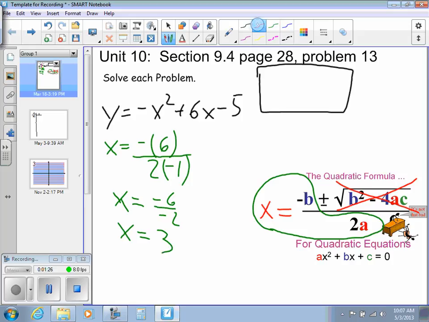So we now need to plug that value in for x and find out what y equals at my vertex, which of course lies on the line of symmetry. So now I've got y equals negative, we'll plug in the 3, squared, plus 6, we'll plug in the 3, minus 5.